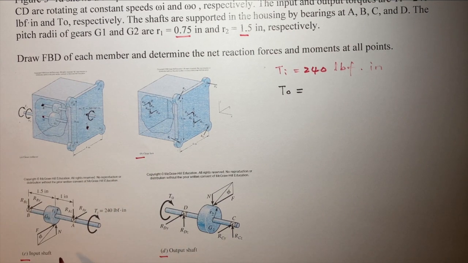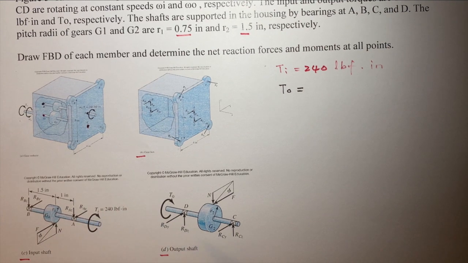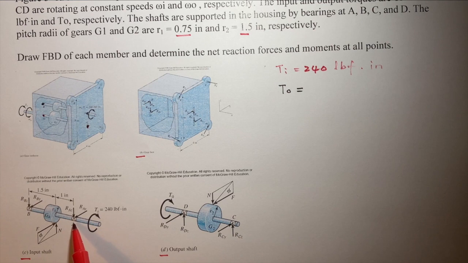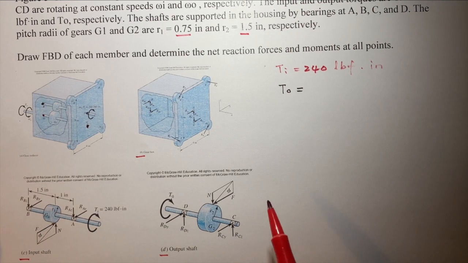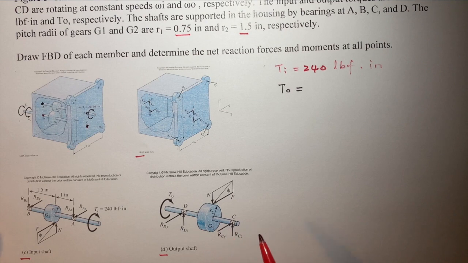And also on the input shaft AB, this is a shaft, and we put a gear on it. You can put two members together. In this case, we put the input shaft and a gear. And also, there are reaction forces at bearing A and bearing B. And for the output shaft, we take out the shaft and also gear 2, together. And then we need to find the reaction forces at gear C, and the bearing C and bearing D.